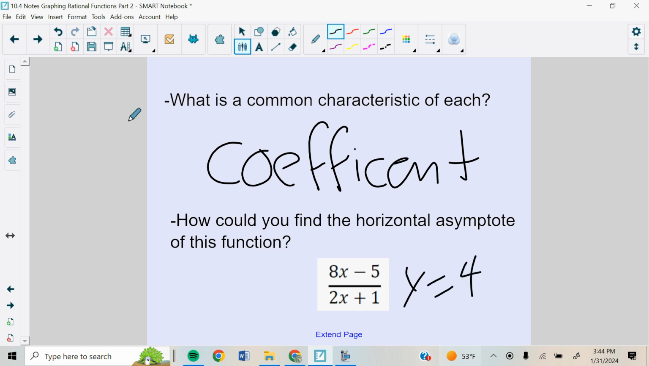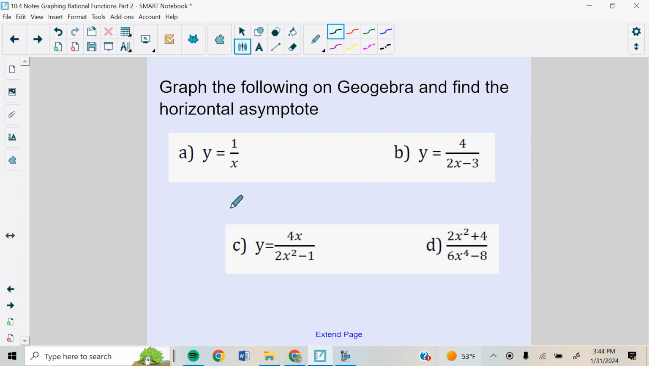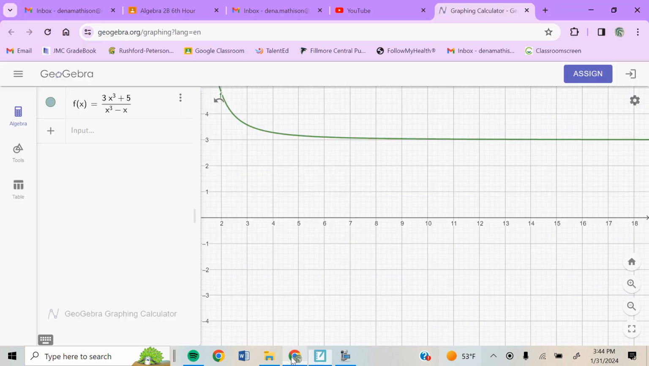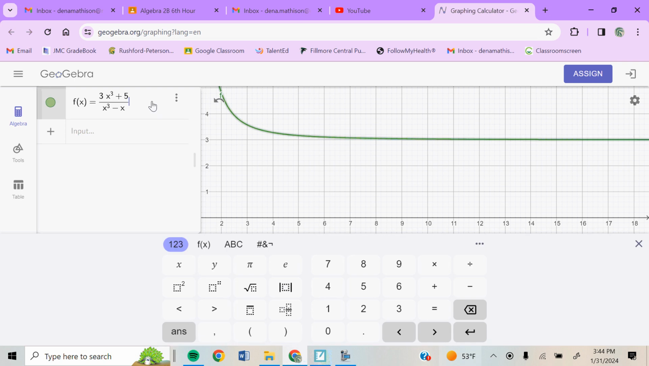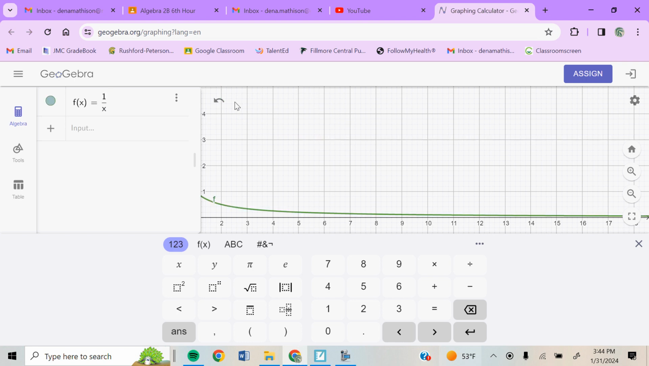All right, so let's go ahead and jump to the backside. We see these 4 problems. I'm going to go ahead and put our first one in to GeoGebra. So I had clearing out to do here. X minus, just x, and my numerator. I delete all that and just pop a 1 in there and hit enter. So again, I'm just going to hit my home button.